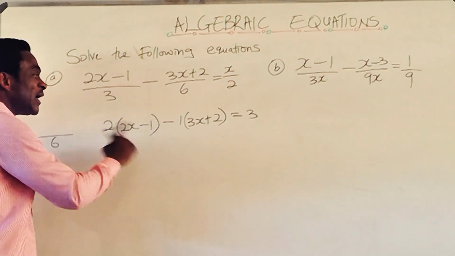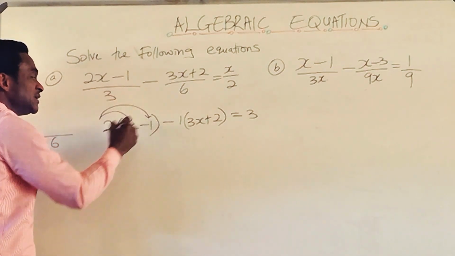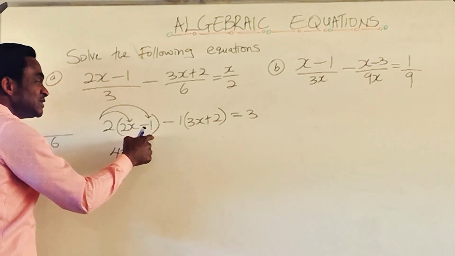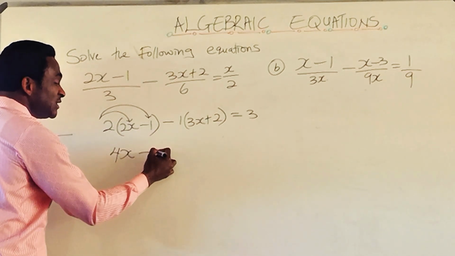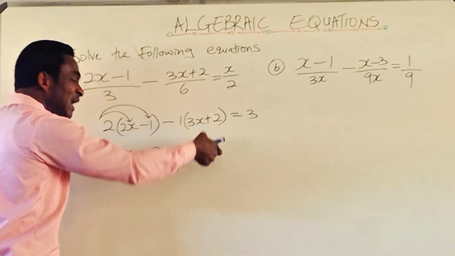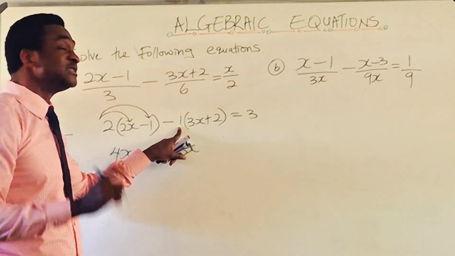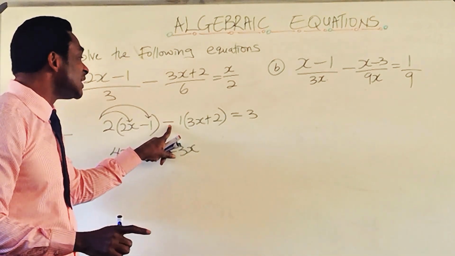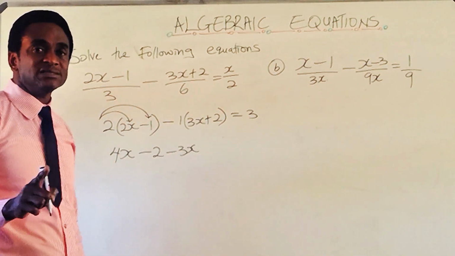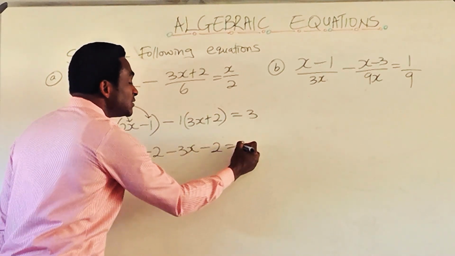Now let's open up our bracket using the distributive property. This multiply this, multiply that. 2 times 2x will give us 4x. 2 times negative 1 will give us negative 2. We go to the next one. Negative 1 times 3 gives us negative 3x. So we'll be asking, why did I write 1? This is very important so that we understand that we are multiplying this negative with all the contents of the bracket. So we have negative 1 times 2 gives us negative 2, equals to 3.